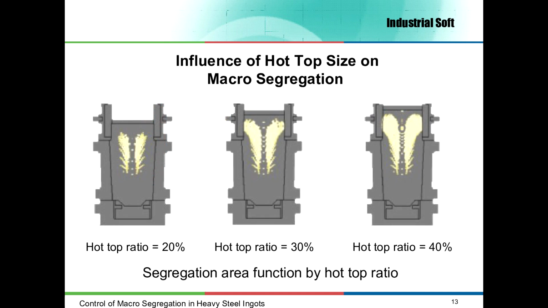In the next three slides I analyzed the influence of hot top size, initial mold temperature and pouring temperature on segregation. To analyze the influence of hot top size, I made simulations with hot top ratios of 20, 30 and 40%. As you can see, the area affected by segregation is lower if the hot top size is small. So, to minimize the segregation in a 50 tons ingot, a small hot top is recommended.